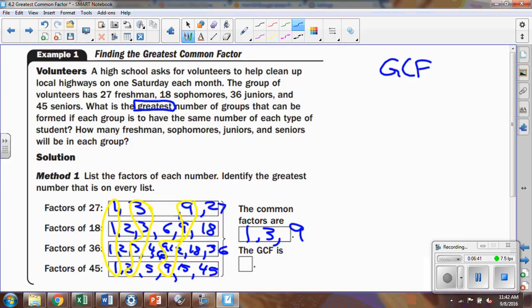And so we have common factors 1, 3, and 9. What is the greatest common factor? 9. We have 9. And this is one way to do it. We've identified the greatest common factor just by listing out everything that they all have in common.